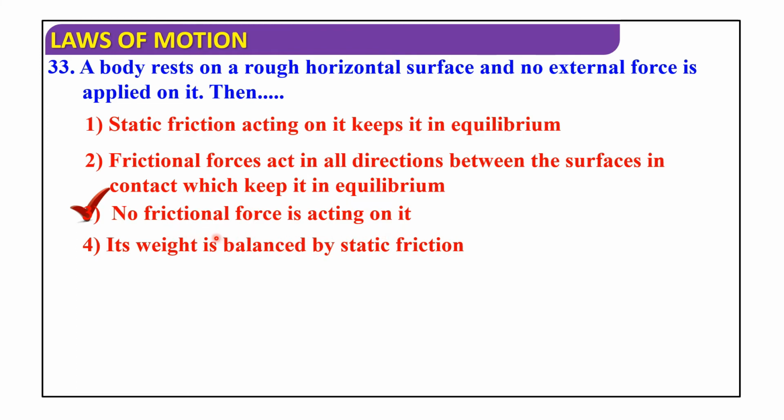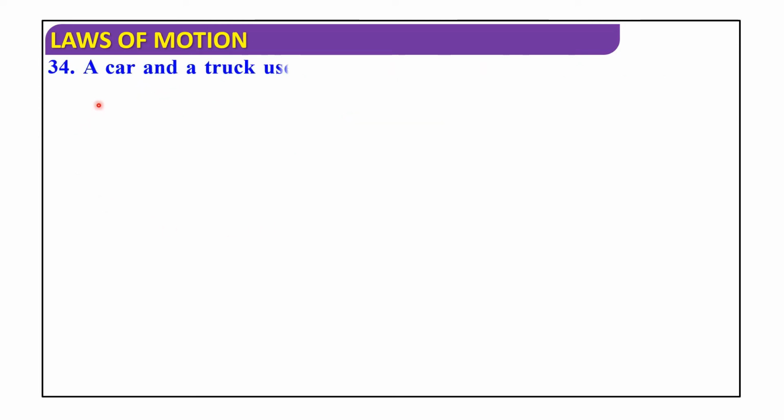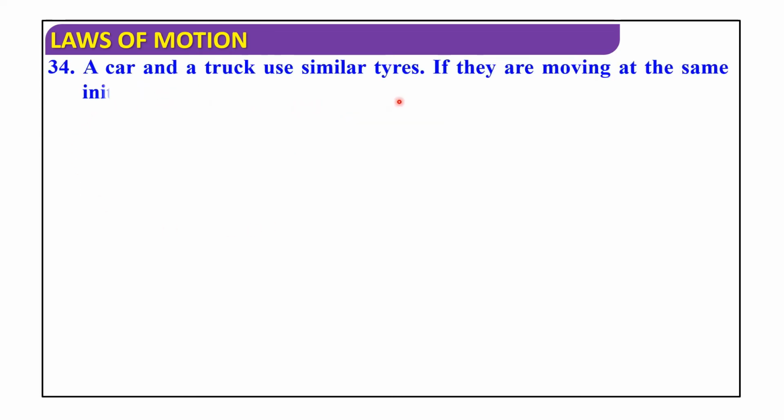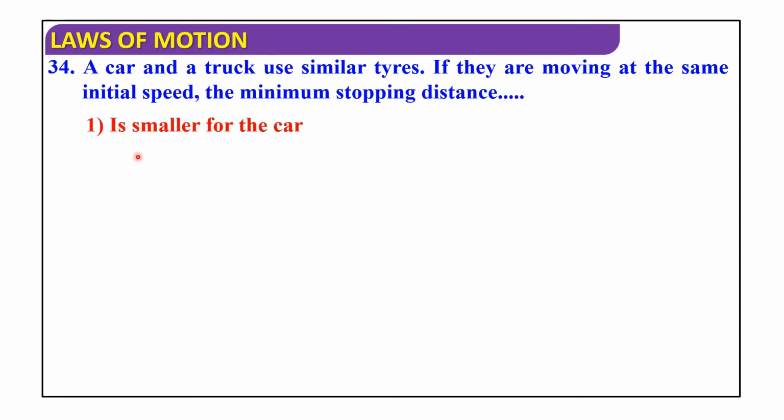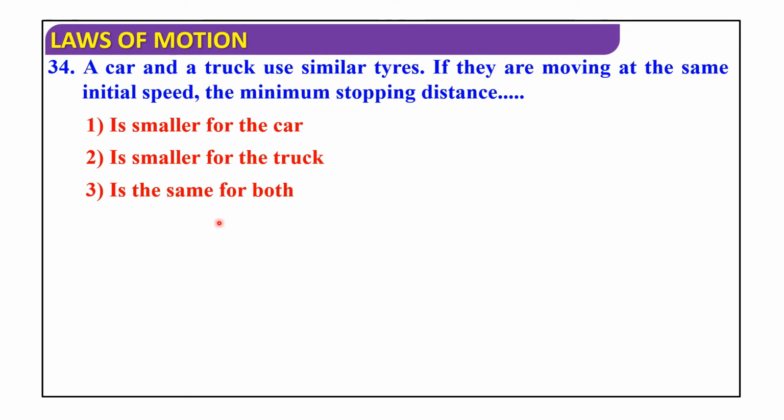Next, a car and a truck use similar tires. If they are moving at the same initial speed, the minimum stopping distance is smaller for the car, smaller for the truck, the same for both, or depends on the color of the truck or car. So the minimum stopping distance is the same for both car and truck.